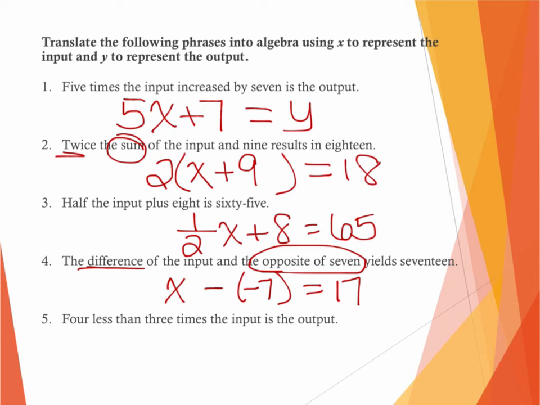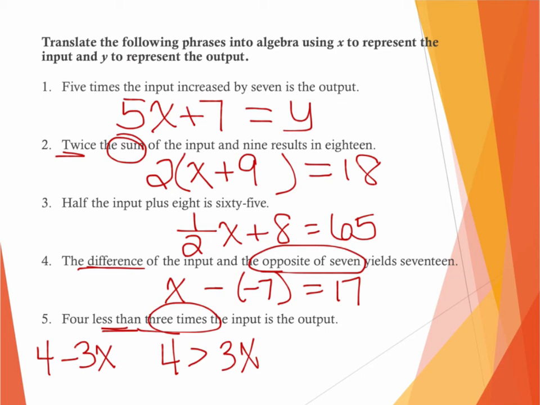Lastly, we have 4 less than 3 times the input. Now our instincts may say, well, 4 less than means subtraction. Or you might say, oh, that sounds like this. Okay, they're both wrong. 4 less than 3 times the input means that we're taking 4 away from 3 times the input. So we're taking 4 away from 3 times the input.